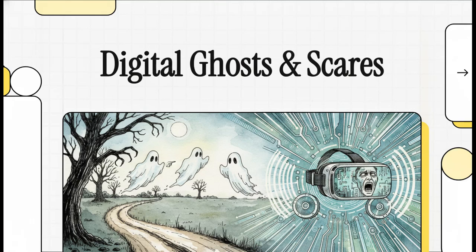Welcome to this explainer. Okay, picture this. It's 2:13 a.m. A guy named Jake is driving home through a small town in Ohio. He decides to take a shortcut down Blackwood Road, which is one of those pitch black roads locals absolutely refuse to drive down at night.